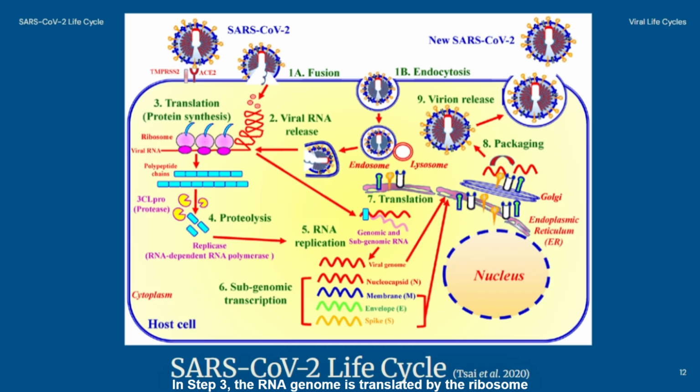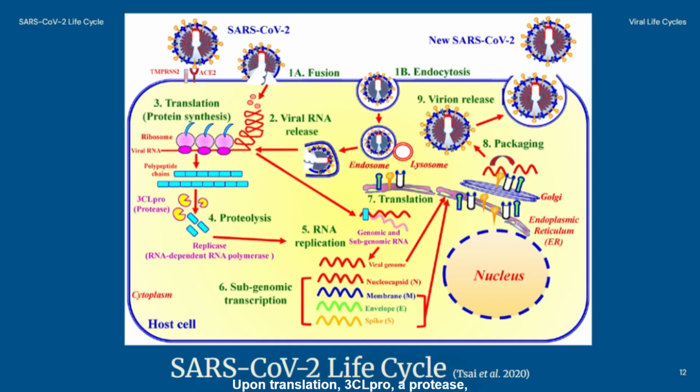In step 3, the RNA genome is translated by the ribosome in order to make proteins needed for viral replication. The arrow going from step 3 straight to step 5 shows that some of that RNA will later act as a template for transcription of the subgenome. Going back to step 3, the proteins that are translated are actually large polyproteins, and they have to be broken down via proteolysis, we see here in step 4.